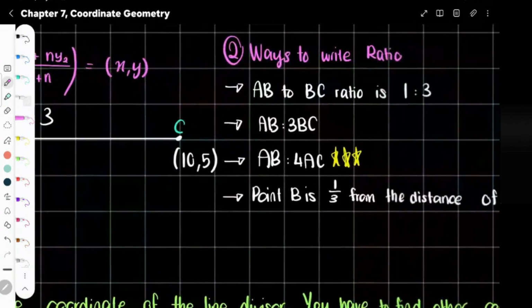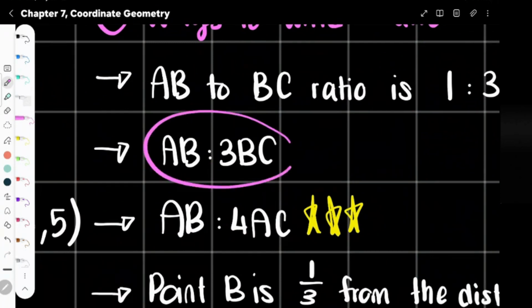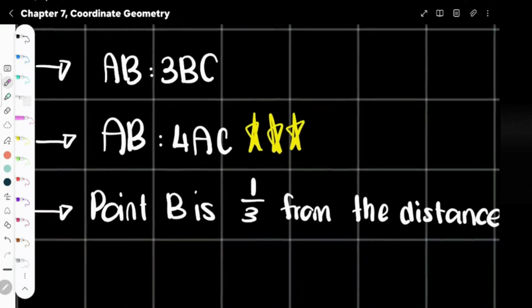And the next one, they say AB to 3BC, meaning AB ratio to 3BC. Just use common sense, right? Okay, that one is also simple. But now they say AB to 4AC. The thing that is different here is confusing.